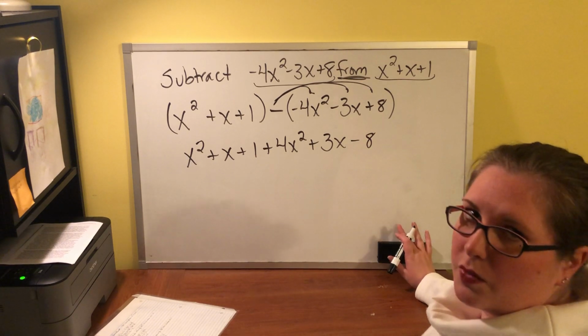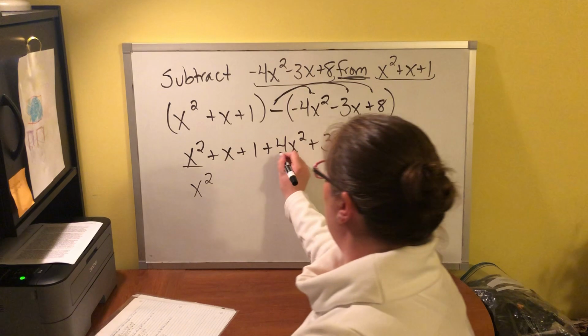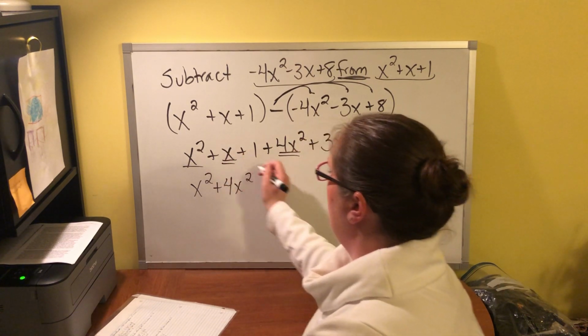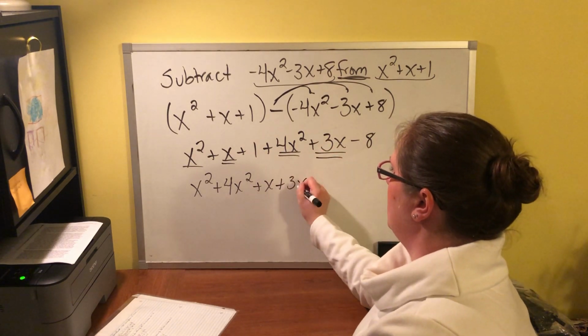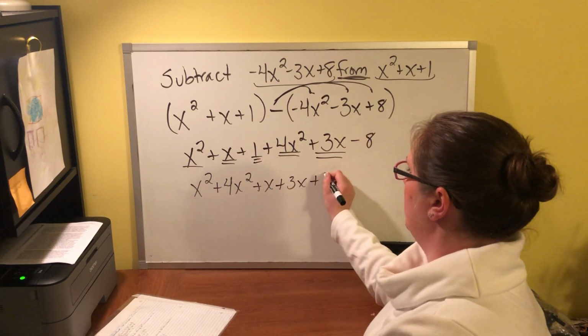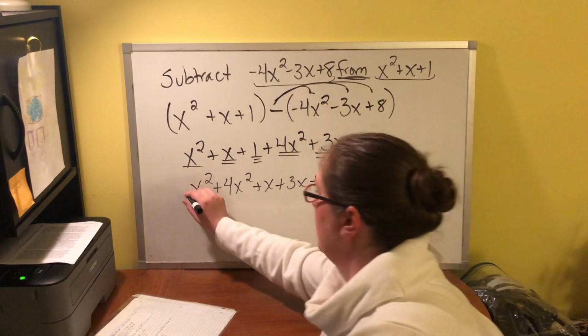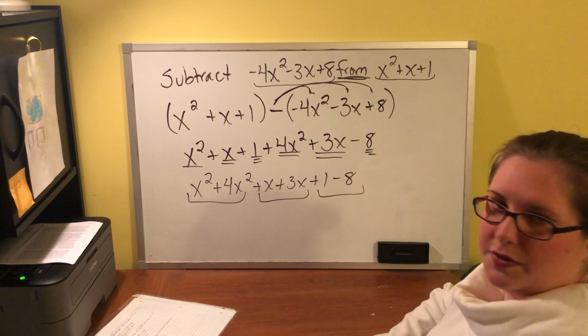Now we're going to go ahead and rearrange the problem with like terms. Well, I have an x squared. I also have a positive 4x squared. I have a positive x and a positive 3x. I also have a plus 1 and a minus 8. So now I can go ahead and group those together and simplify.